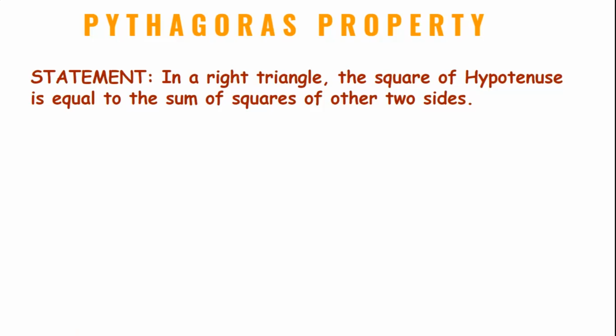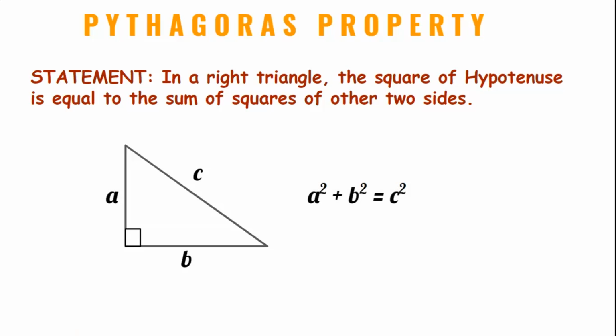That is, if we observe here in this right triangle, C is the hypotenuse and A and B are the other two sides. So, according to the statement, A square plus B square should be equal to C square. Now, let us prove this statement.